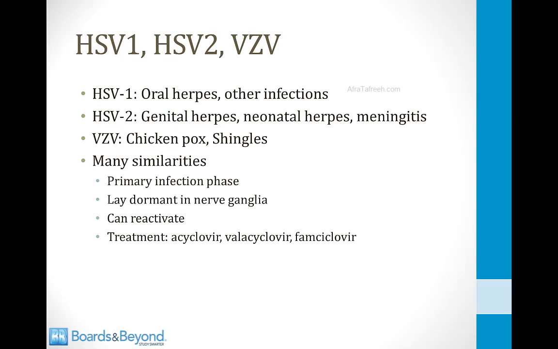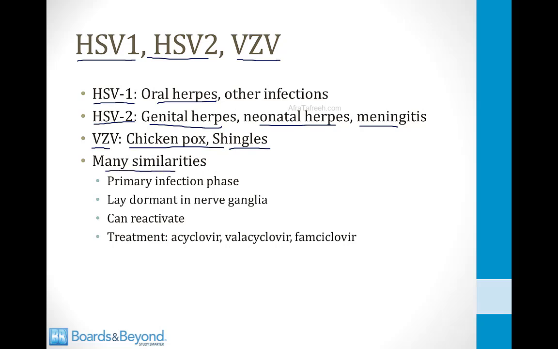Let's start by talking about herpes simplex virus 1, herpes simplex virus 2, and varicella zoster virus. These are all herpes viruses, and they cause very similar infections just in different portions of the body. So HSV1 causes oral herpes, and it causes a few other infections, which we'll talk about in a minute. HSV2 generally causes genital herpes. It can also cause neonatal herpes and meningitis. We'll talk about that in a minute. And then finally, varicella zoster virus is what causes chickenpox or shingles.